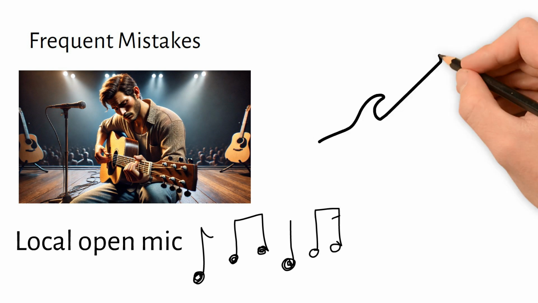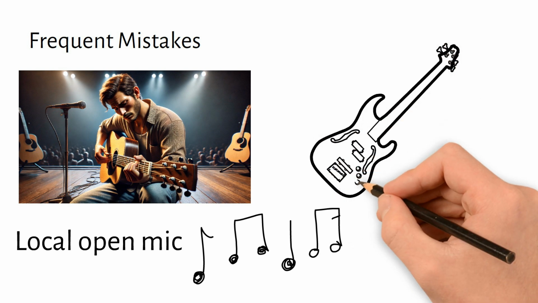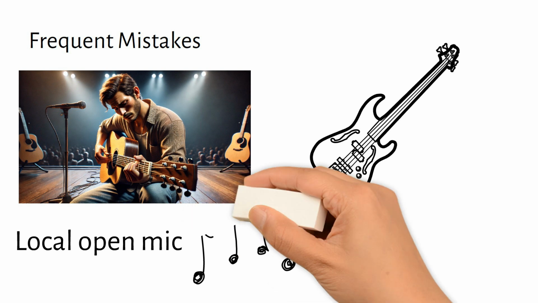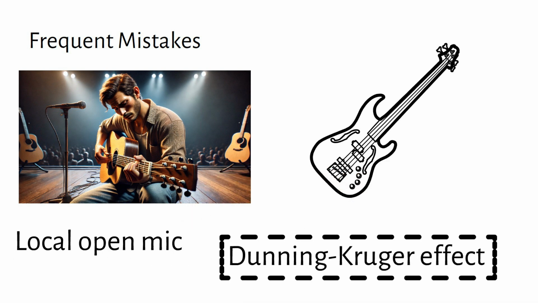Now, afterwards, a seasoned guitarist gave him advice. Tom realized he had underestimated how much there was to learn, and he had fallen victim to the Dunning-Kruger effect, where beginners overestimate their abilities due to limited knowledge. Humbled, he committed to practicing more seriously.